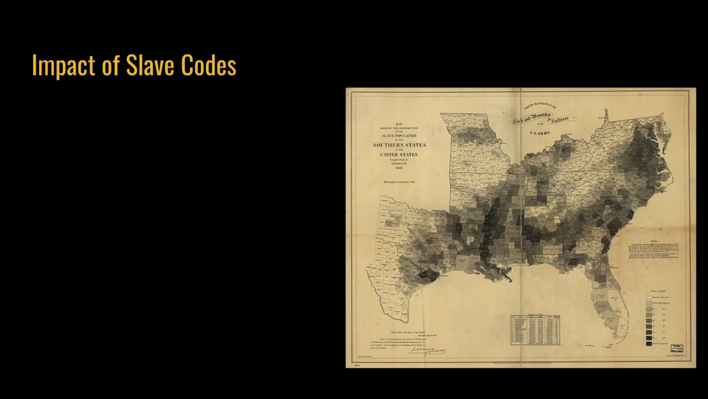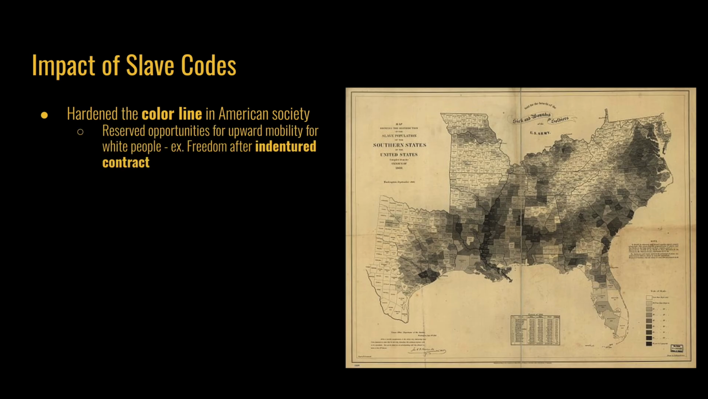One impact of slave codes was that they hardened the color line in American society, reserving opportunities for upward mobility to white people and assuming the natural condition of black people was servitude. White people who sold their labor like indentured servants had the opportunity to be free after their contract ended, while black people had perpetual enslavement.